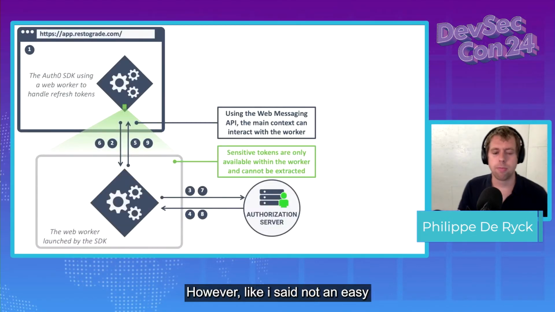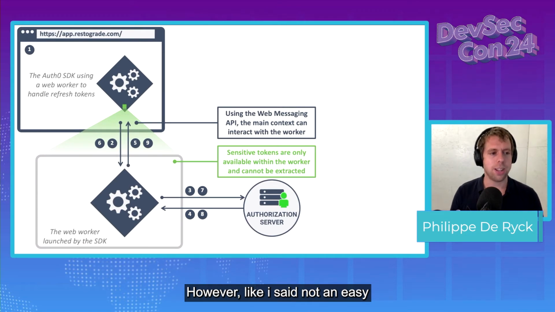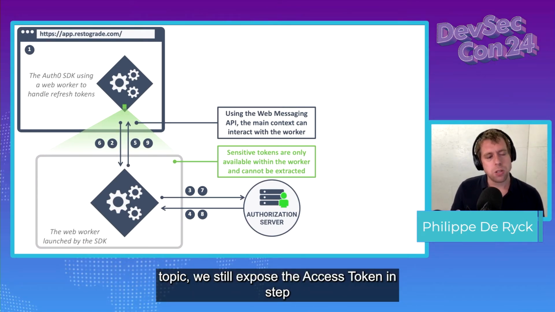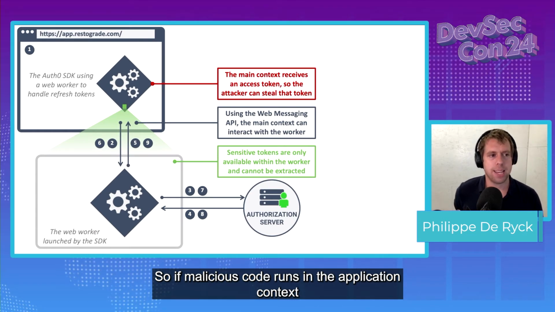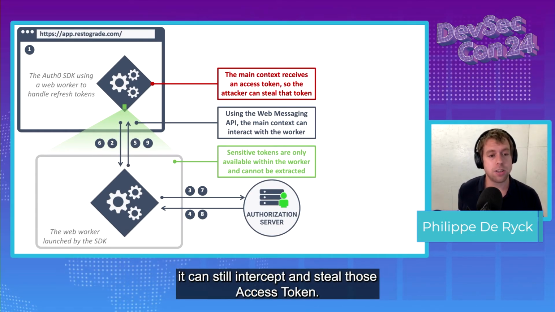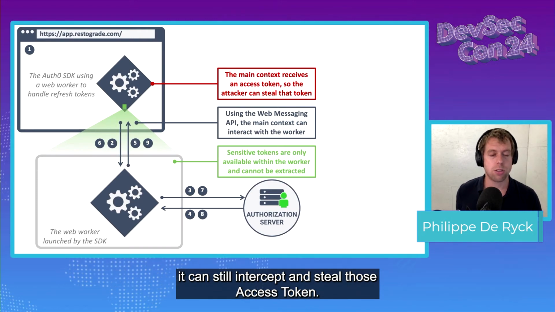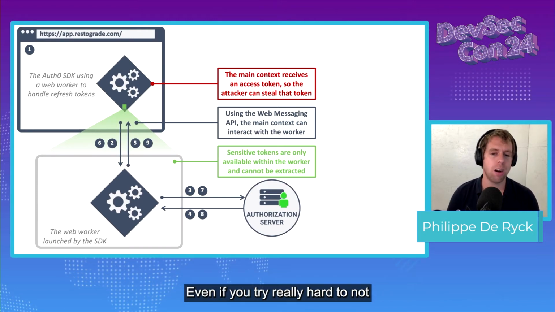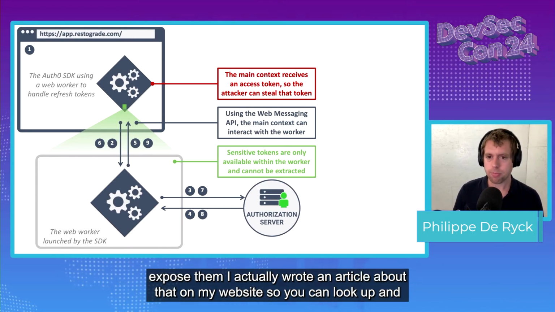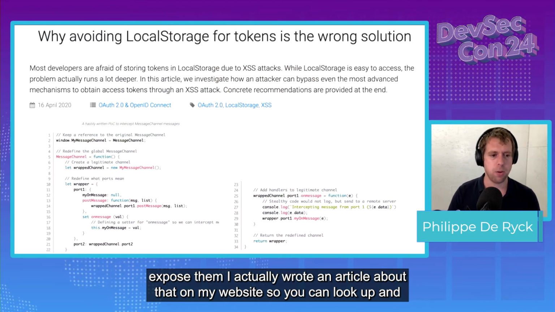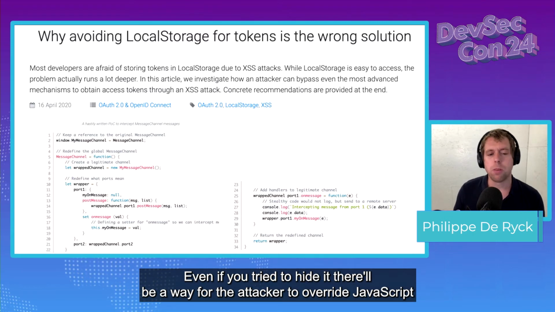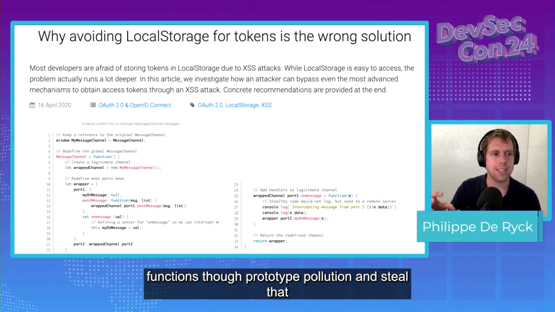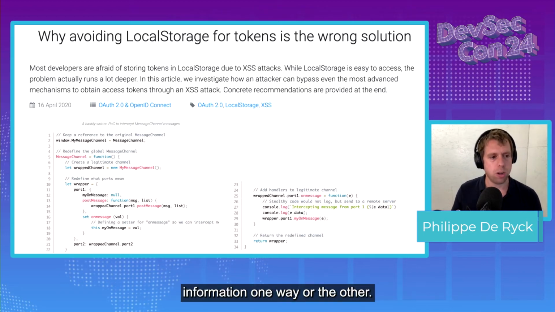However, like I said, not an easy topic. We still expose the access token in step 5 and 9. So if malicious code runs in the application's context, it can still intercept and steal those access tokens, even if you try really hard to not expose them. I actually wrote an article about that on my website, so you can look this up and find that. Even if you try to hide it, there will be a way for the attacker to override JavaScript functions through prototype pollution and steal that information one way or the other.